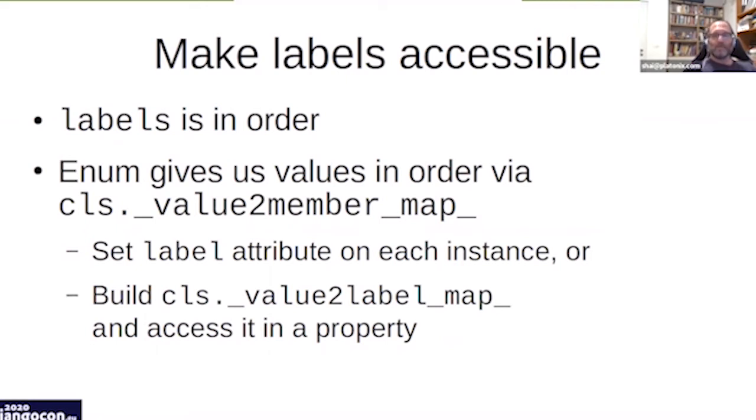There were 2 ways suggested to make the connection. One was to go over the members and labels and set each label as an attribute on the corresponding member. The other was to build a dictionary mapping values to labels and give members a property to access it.